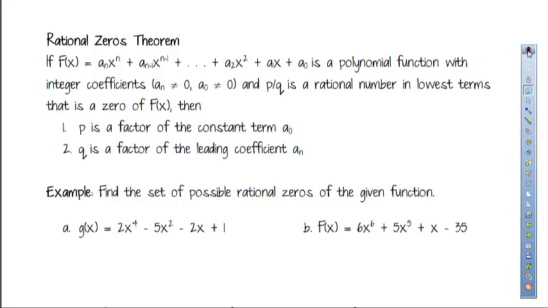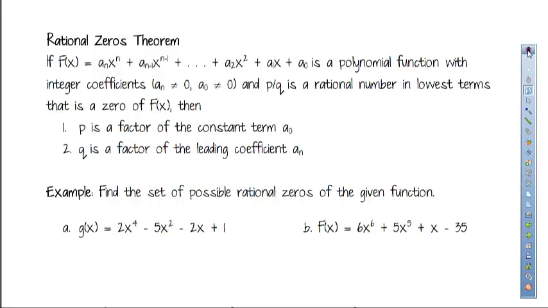So if we're going to get these real zeros, then they have to be written as a factor of this thing and a factor of this thing, the a sub 0 and a sub n. So we can come up with a list of possibilities. All right, that's what we're going to start with.